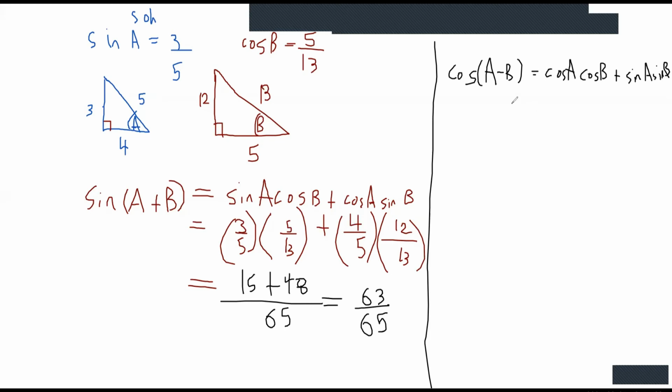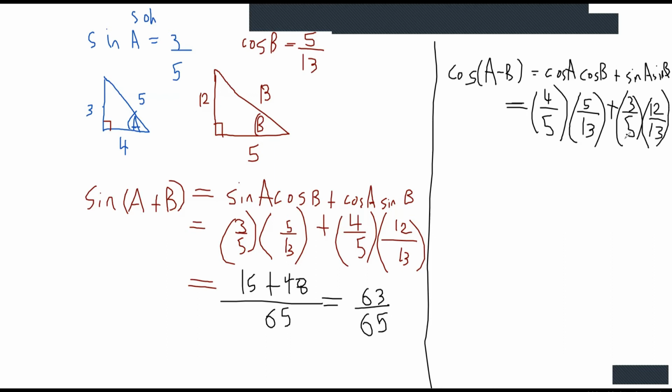So now all we need to do is work this out. Looking at our diagram, the cos of A is 4 over 5, times the cos of B, which we already know is 5 over 13, plus the sine of A, which is 3 over 5, times the sine of B, which is 12 over 13. Let me check again, 12 over 13, that's the sine of B, yeah. And so we'll work this out now.